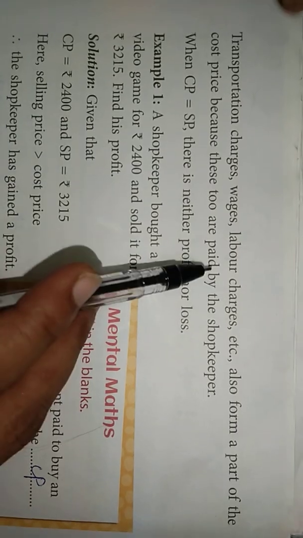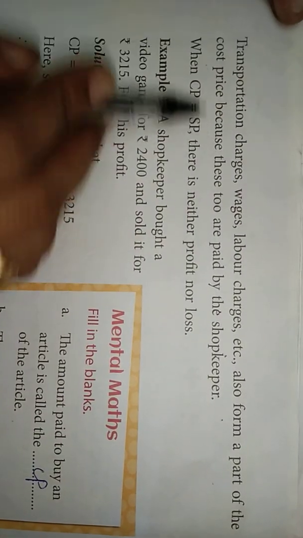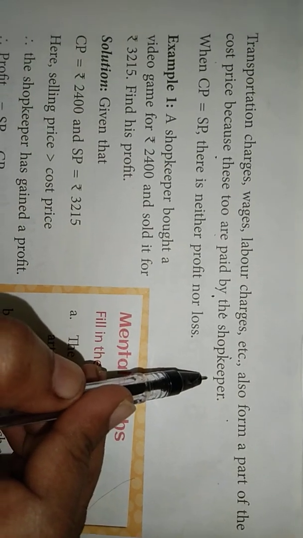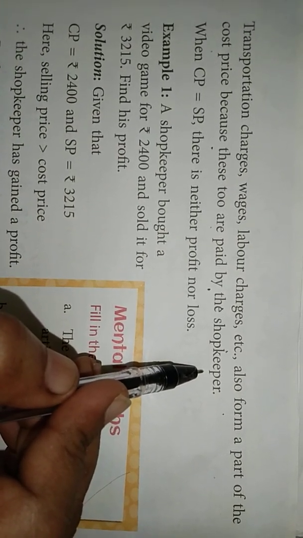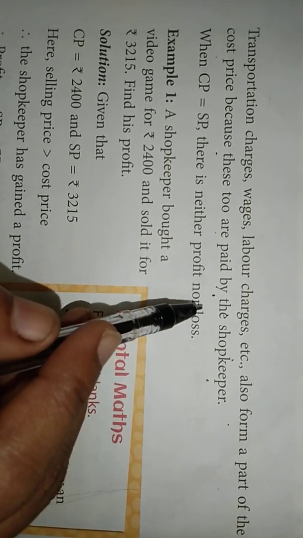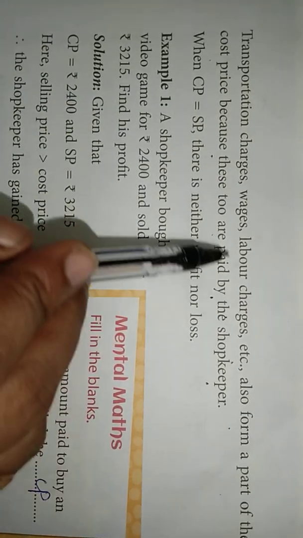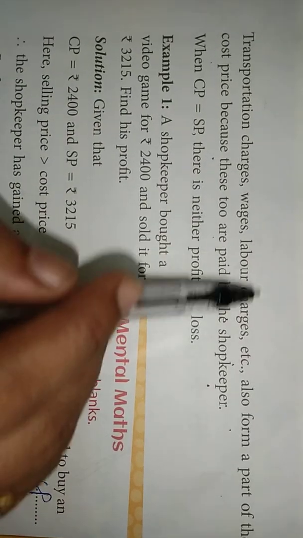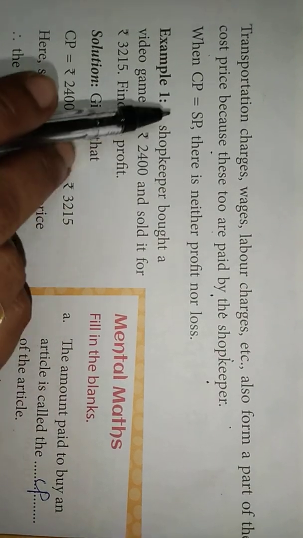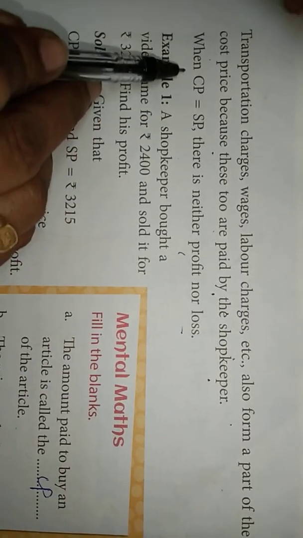Transportation charges, wages, and labor charges also form a part of the cost price because these are paid by the shopkeeper. That means, as I already said, when the shopkeeper buys something, they have to pay labor charges or wages for the staff of that shop, and transportation charges etc. All that amount is added to the cost price. Okay, so when CP is equal to SP, there is neither profit nor loss. That you also have to remember.